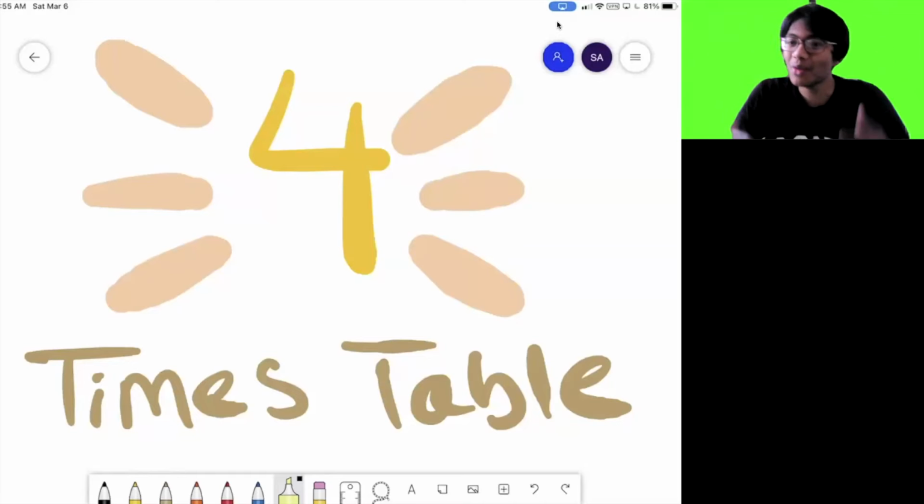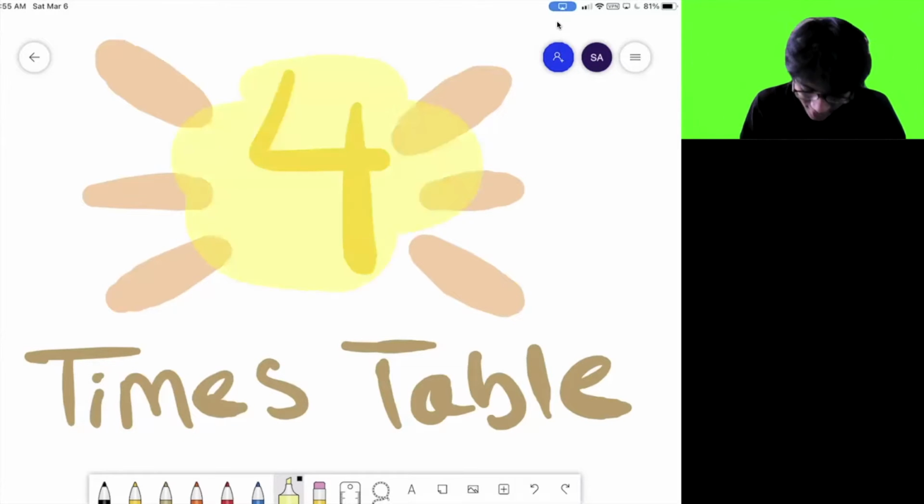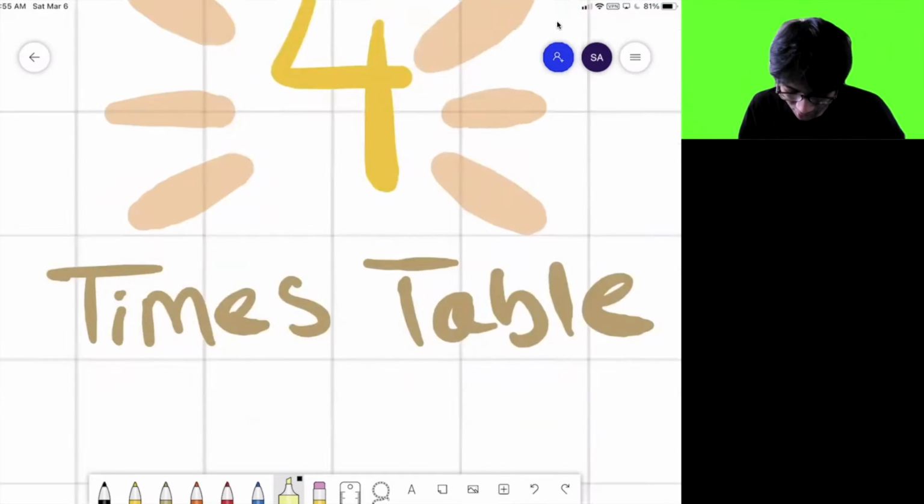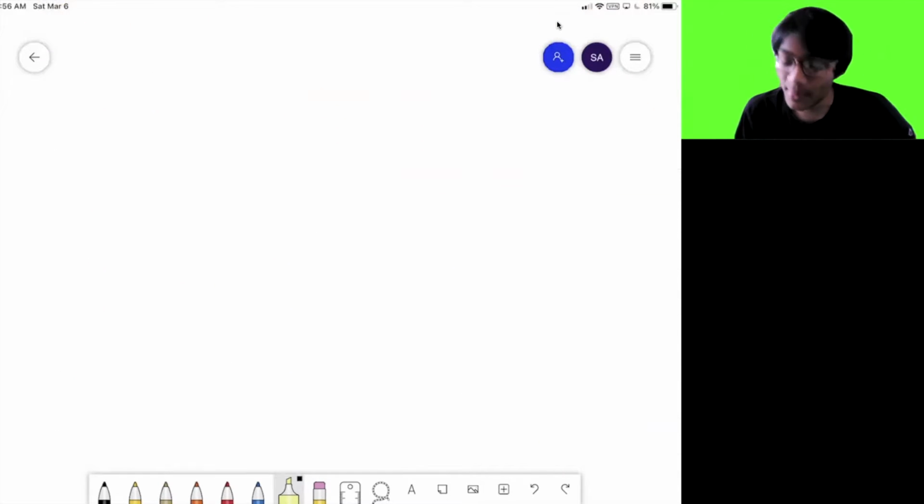Alright folks, so today we're going to be checking out the 4 times table. Let's go ahead and check it out. So, how are we going to do the 4 times table?